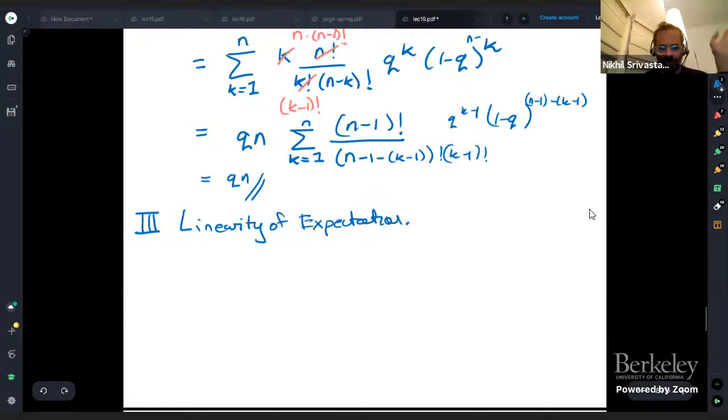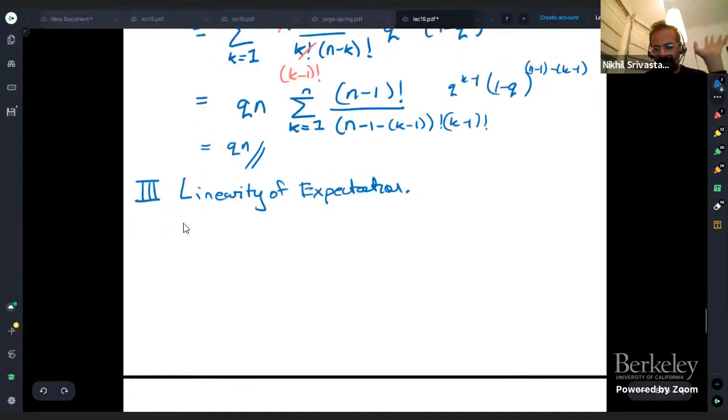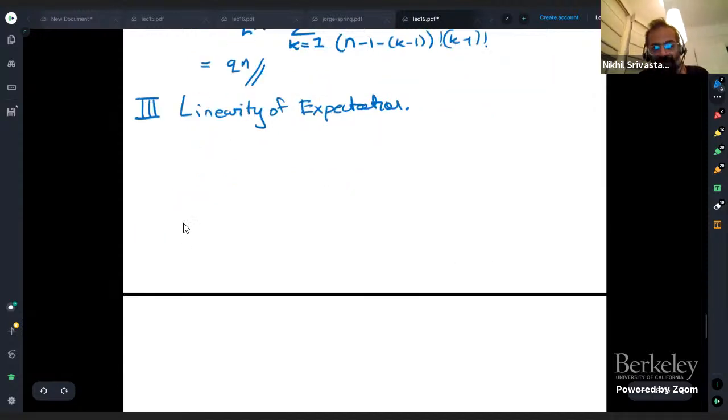So I use this all the time in my research, and so does everybody. It's really a very powerful thing. So let me tell you what it is. First, let's say what it means to add two random variables.